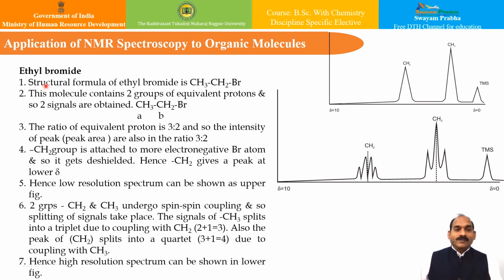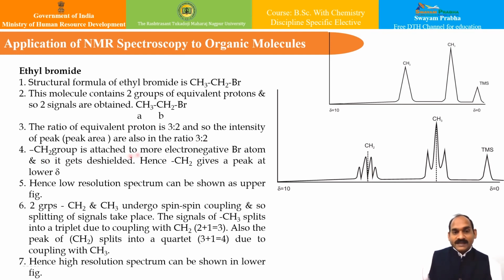Let us initially take the example of ethyl bromide. We have chalked down all the observations point by point in order to understand it easily. The structural formula of ethyl bromide is CH3CH2Br. Now this molecule contains two groups of equivalent protons, and therefore it is expected to have two signals, one corresponding to this environment and another corresponding to this particular environment. Therefore the ratio of equivalent protons must be 3:2, and so the intensity of the peaks, that is the peak areas, must also be in the ratio of 3:2.